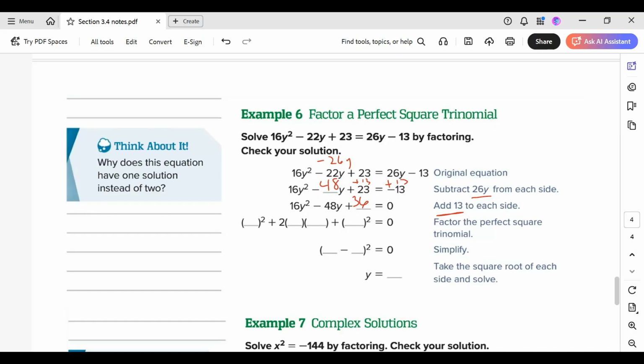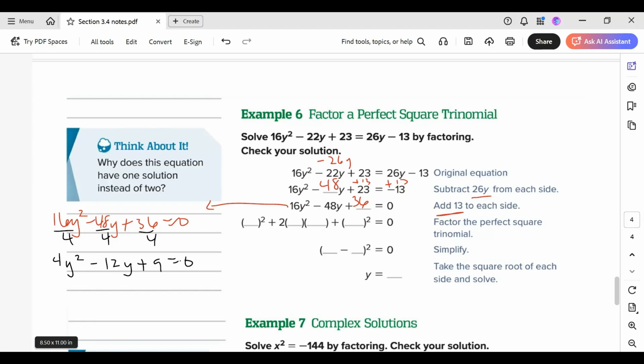Here's where we're going to deviate a little bit from what they want us to do. So we have 16y squared minus 48y plus 36 equal to 0. First thing I notice is that the number 16, the number 48, and the number 36 are all multiples of the number 4. So I'm dividing everything by 4. So I become 4y squared minus 12y plus 9 equaling 0. It's going to make your numbers a little bit smaller.